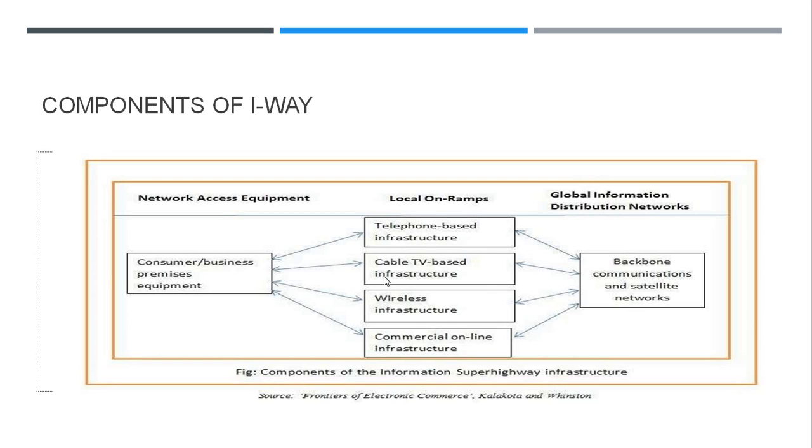This is also very important for a network to get connected to another network for an easy passage of information. And lastly, the global information distribution network. It is for the development of new communication technologies and continued employment of fiber optic facilities. It resulted in this global information distribution network, which is known as the backbone communication and satellite network. So in order to be connected globally, it is very important to be connected with other networks like satellites or telecommunications.